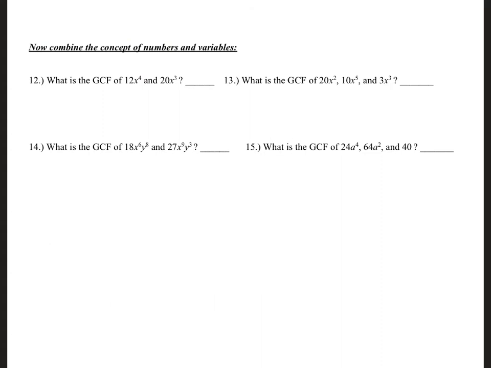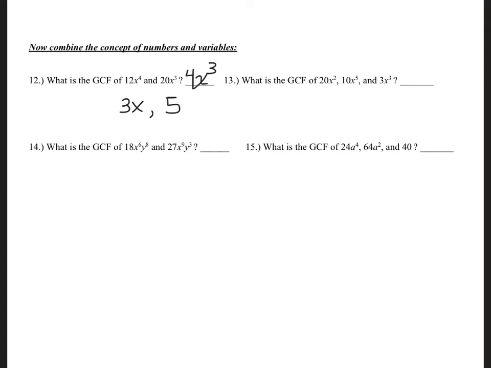So now let's combine numbers and variables. So basically 12x to the fourth and 20x to the third, we're looking for the GCF of 12 and 20. So the largest number that goes into both 12 and 20 would be 4. And then it would be x to the third, because they have a total of 3 x's in common. Now you could double check to see if you're right by dividing both of those terms by what you think the GCF is and seeing if they have any factors in common. So 12x to the fourth divided by 4x to the third is going to give you 3x, and then 20x to the third divided by 4x to the third is going to give you 5.